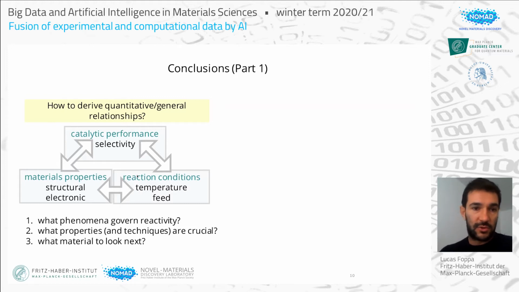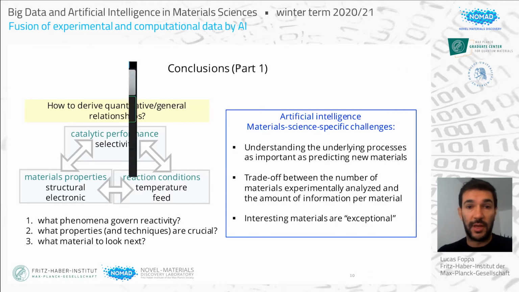So what do we want to know with this? Why do we want these relationships? Well, we would like to know first what phenomena govern reactivity. We would like to understand the principles that are driving this selectivity, for instance. We would like to know which kind of properties matter most for this reaction, or which techniques we need to use to measure these properties. And finally, we would like to know which materials to look at next, right? We would like to start from a set of materials and have some guidance on what to look at next. So this is where artificial intelligence would come into play.